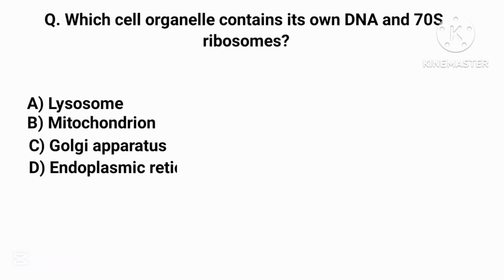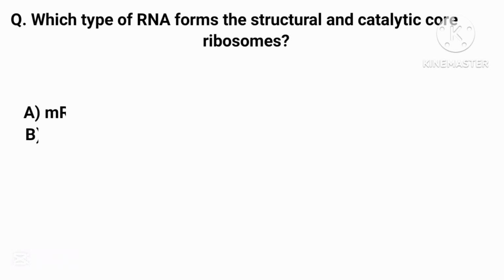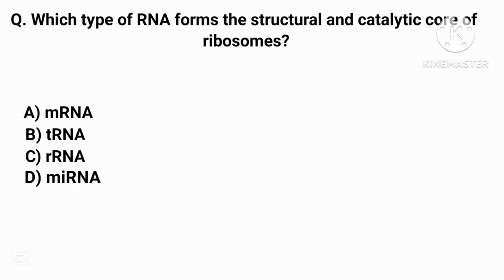Which cell organelle contains its own DNA and 70S ribosomes? Correct answer is option B, mitochondria. Which type of RNA forms the structural and catalytic core of ribosomes? Correct answer is option C, ribosomal RNA.